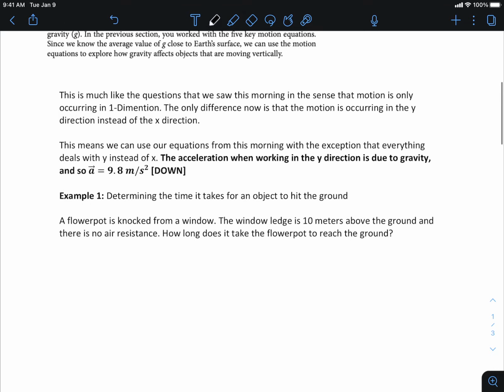So what we want to do here, we want to determine the amount of time it takes for an object to hit the ground, okay? So a flower pot is knocked from a window, and the window ledge is 10 meters above the ground, okay? And there's no air resistance. Okay, see, there you go. You see that right away. How long does it take the flower pot to reach the ground? Okay.